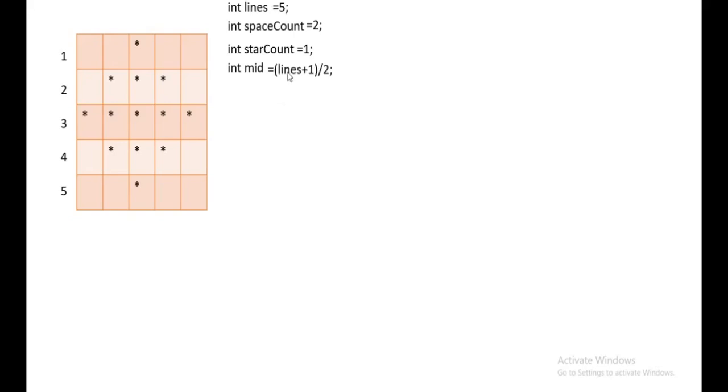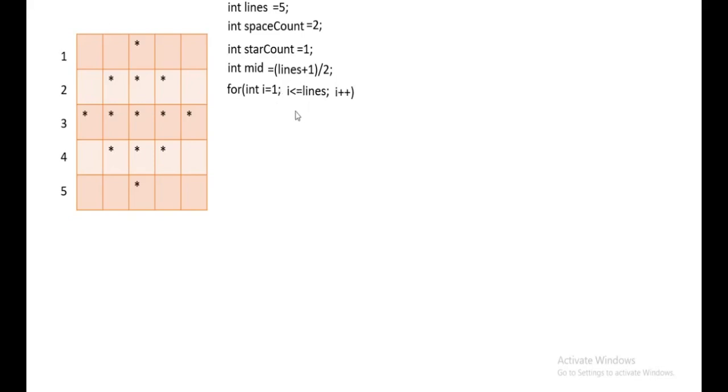And the middle line is always half of the total number of lines plus 1, which means here the value of the mid variable is 5 plus 1, that is 6, divided by 2, equal to 3. Then we need a loop to control the lines. The loop is going to start from 1, and how far it goes depends on the number of lines, that is 5. Here we have 5 lines, so it will go up to 5, and each time we are going to increment i by 1.